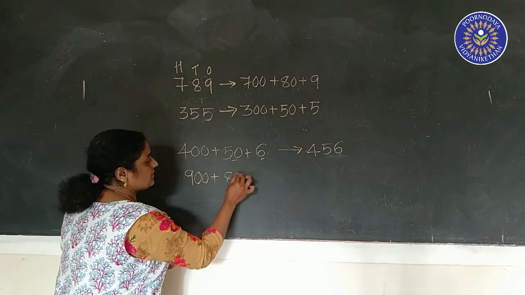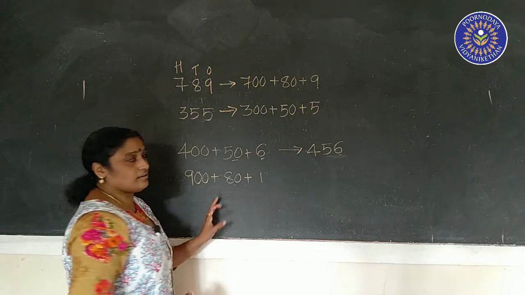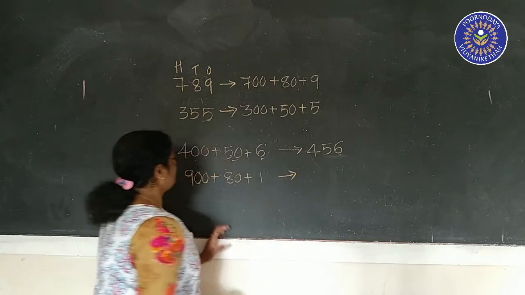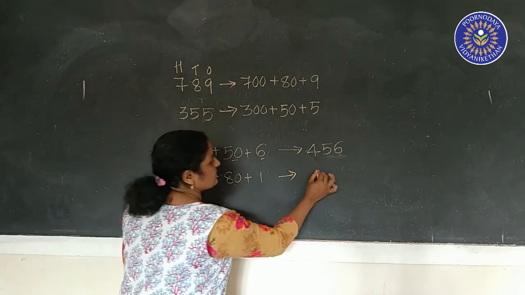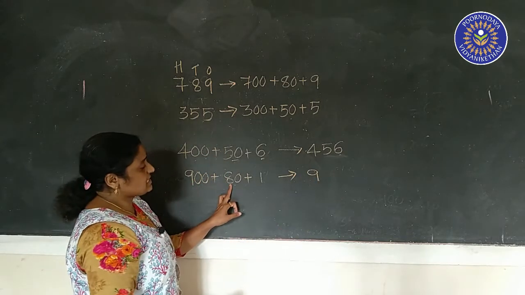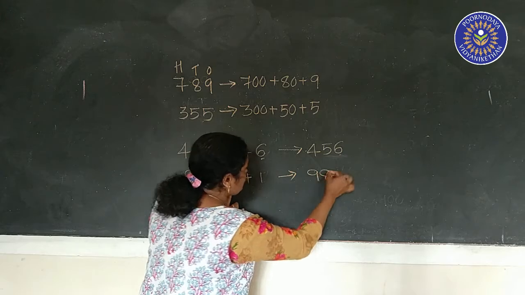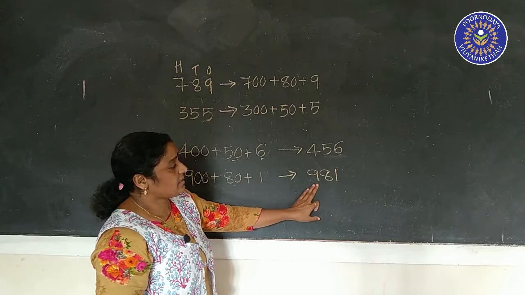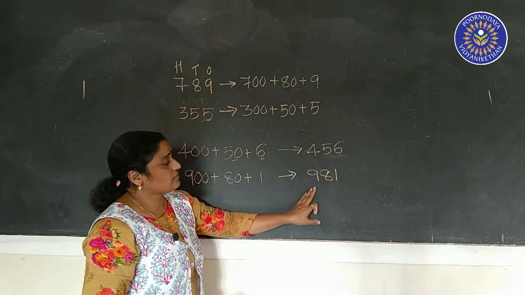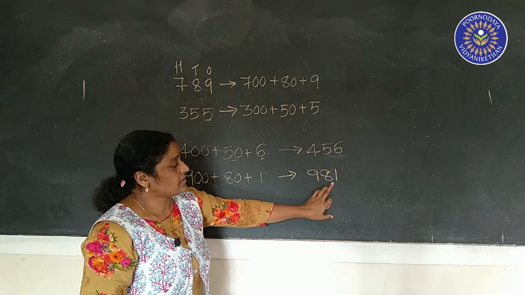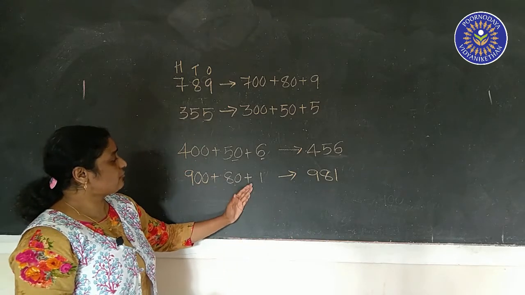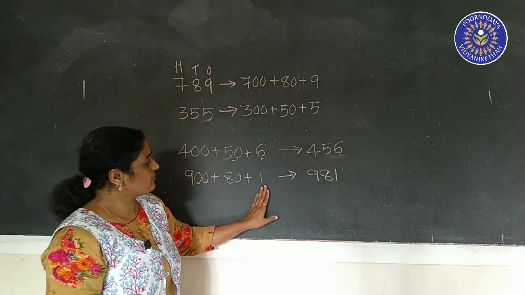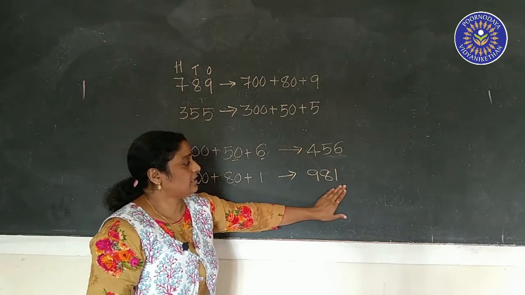900 plus 80 plus 1. Which number is this? Yes. In hundreds place there is 9. In tens place there is 8. And in ones place 1. So the number is 981. How will we read the number? 981. This is the expanded form and short form. 900 plus 80 plus 1, 981.